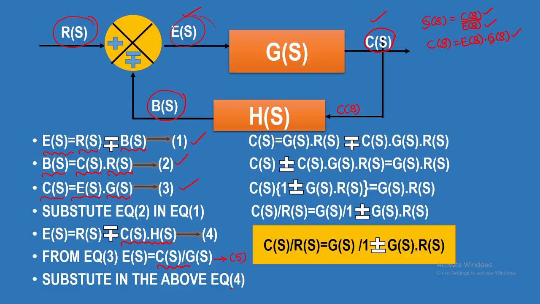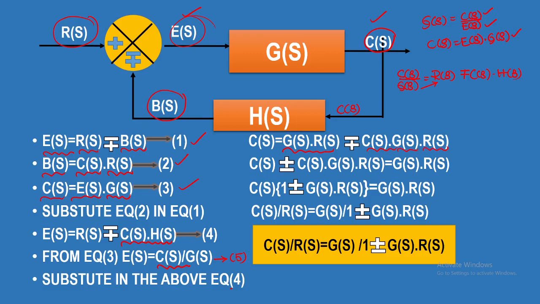You substitute equation 5 in equation number 4, then what you are going to get is C of S divided by G of S is equal to R of S minus plus C of S into H of S. So we have just substituted that, then G of S will be cross multiplied here. So C of S is equal to G of S into R of S and C of S, G of S into H of S. That is what is multiplied with this.